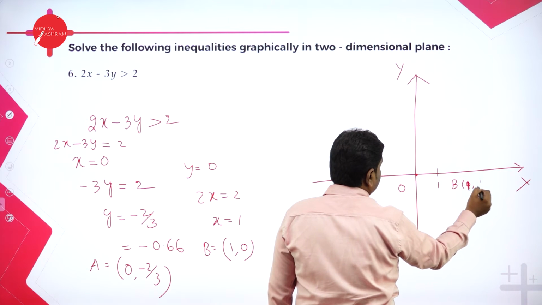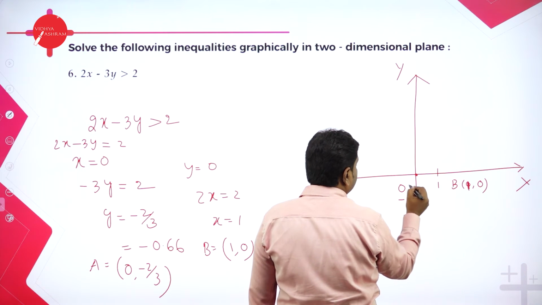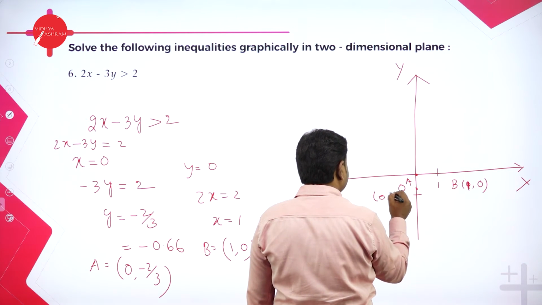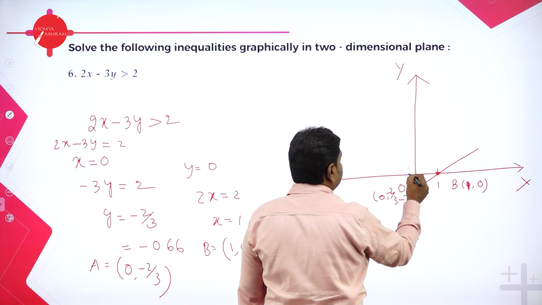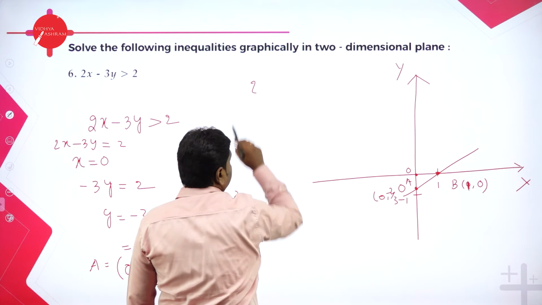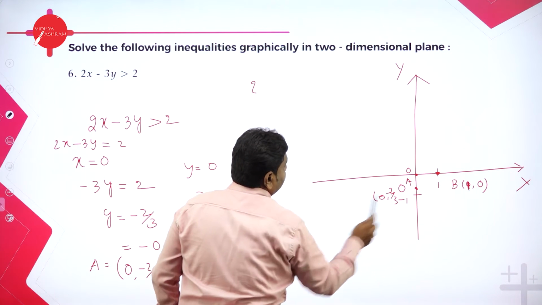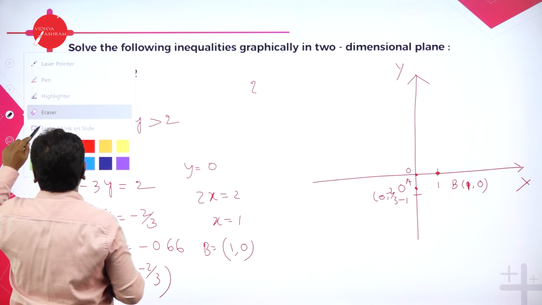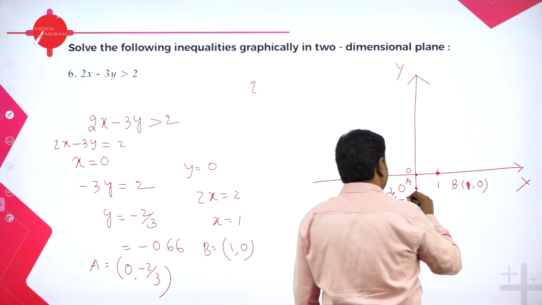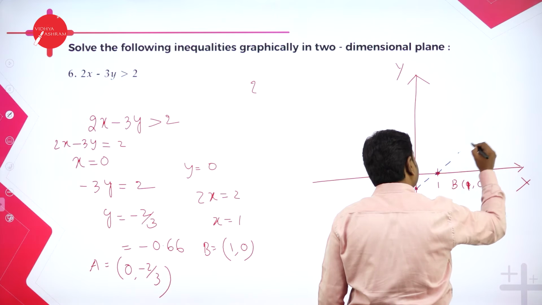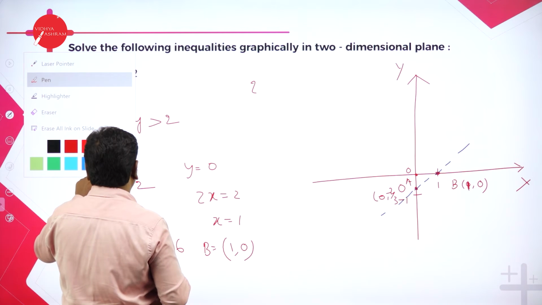On the y axis we have minus 2 by 3. If this is minus 1, here we'll have a very small minus, (0, minus 2 by 3). So now the line will be like this, and then I should shade. I cannot draw the line like that, because in the problem they gave strictly greater than. Strictly greater than means I should get a dotted line. This is the line, and I have to decide whether to shade towards or away from the origin.